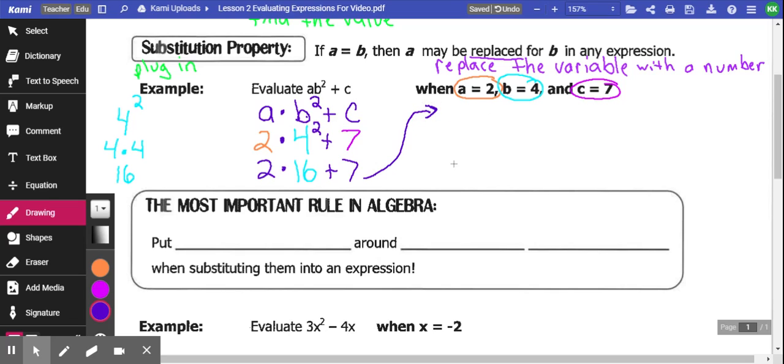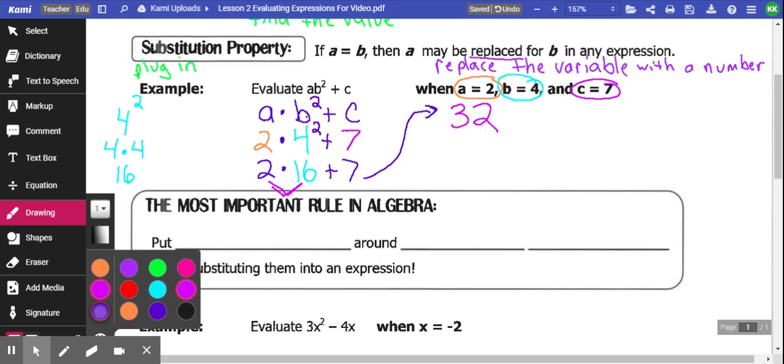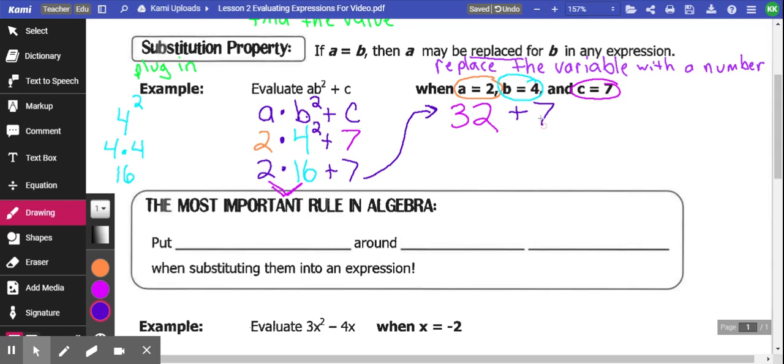Now I'm out of space, so I'm going to continue here. Next, I do multiplication and division, and I see I have multiplication right there, 2 times 16. And 2 times 16 is 32. So I did the 2 times 16 part. And then I have plus 7. And then add or subtract, all that's left is addition. So I add 32 plus 7, and I will get 39.